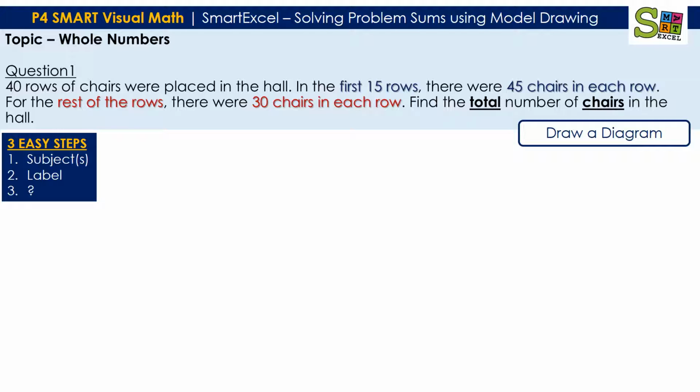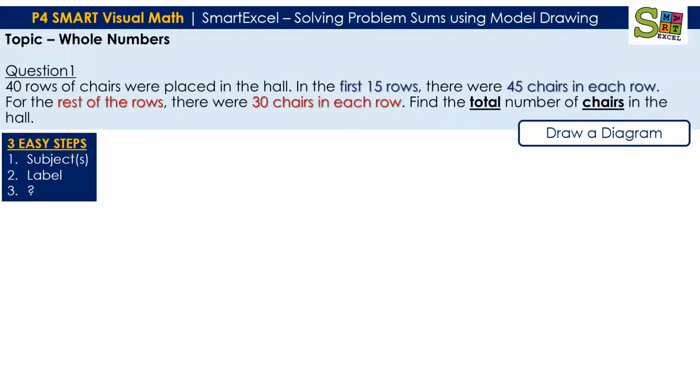Alright. As I always explain before, in Smart Excel, we always practice these three simple steps of drawing a model. Number one is the subject that you can see on the left hand side. This subject will determine the number of models that we need to draw later. Number two will be the labels, meaning whatever information that you can see in the question will be placed in the model itself. Number three, lastly, is a question mark so that our child knows exactly what to find. Alright, let's begin.